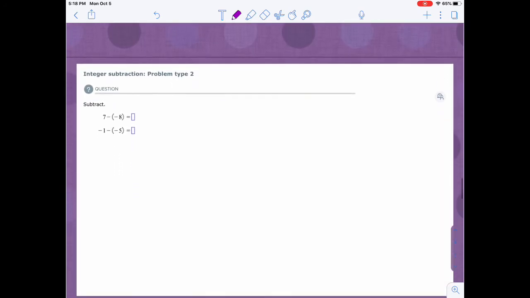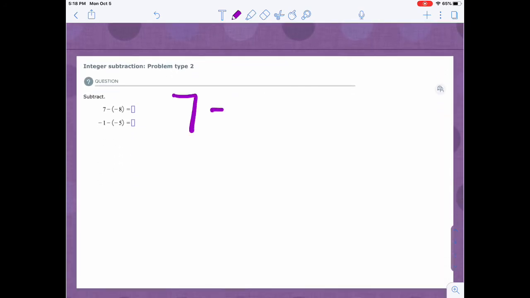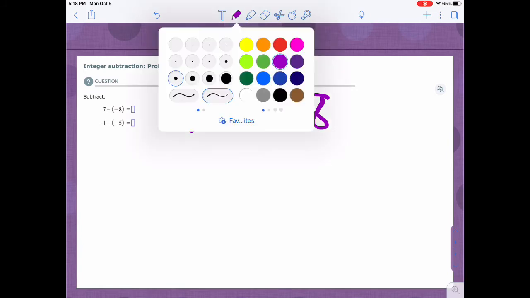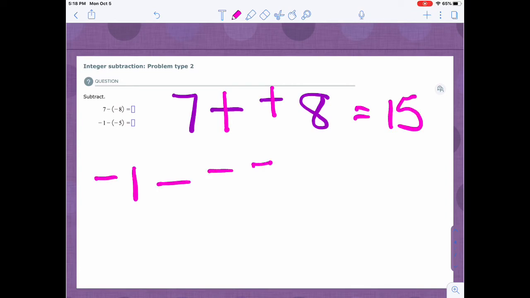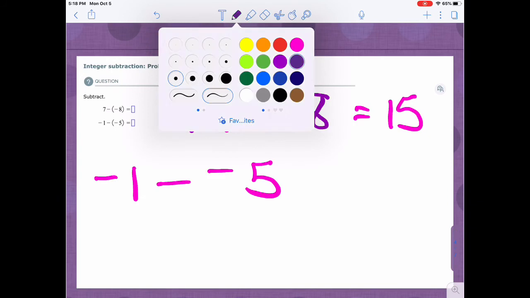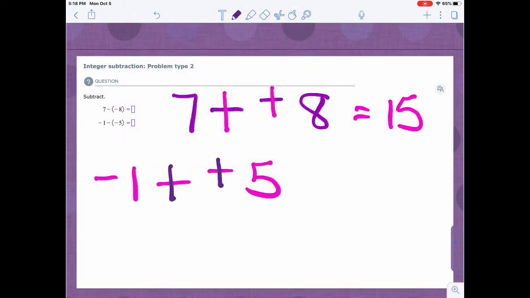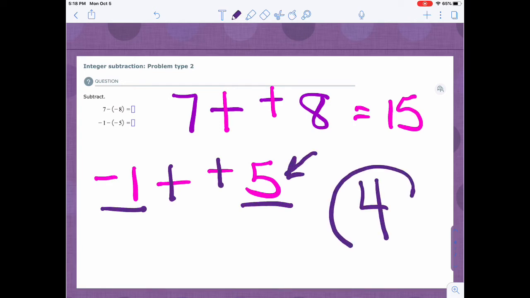All right. 7 minus a negative 8 plus a positive is 15. Negative 1 minus negative 5 plus a positive. Now they're different. I have a negative 1 and a 5, so I'm going to subtract. 5 minus 1 is 4. The bigger number is positive, so the answer is 4.